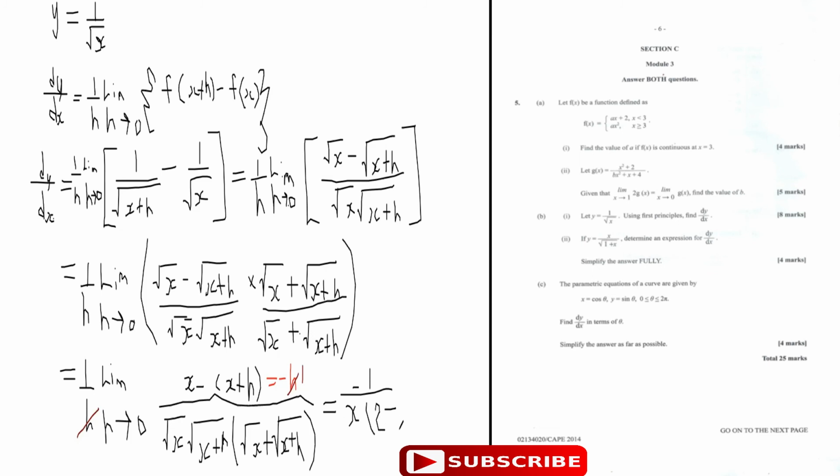All right, nice. So this works out to be minus 1 over 2x root x. Nice and easy. So that's dy by dx. This is the answer: minus 1 over 2x root x. That's dy by dx, all right?